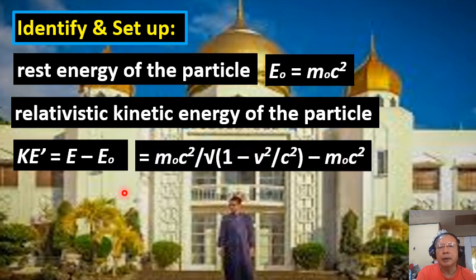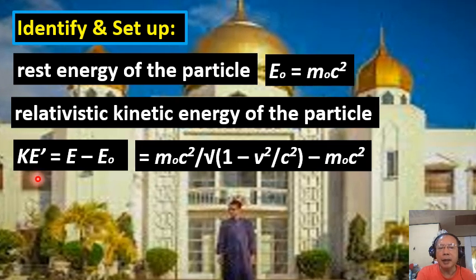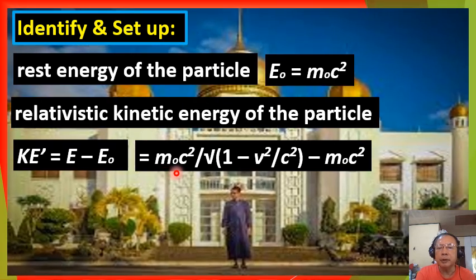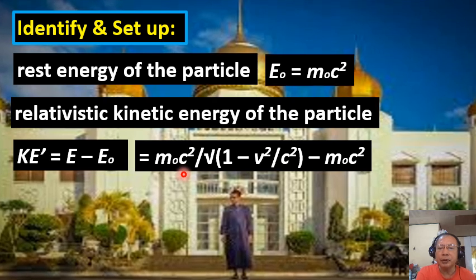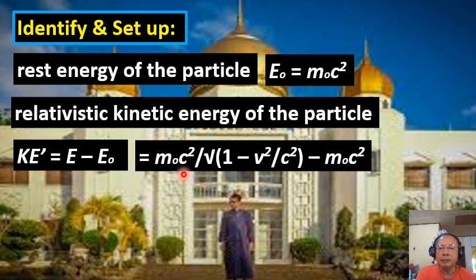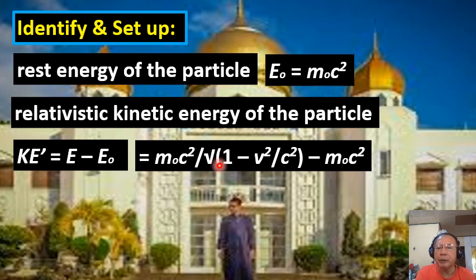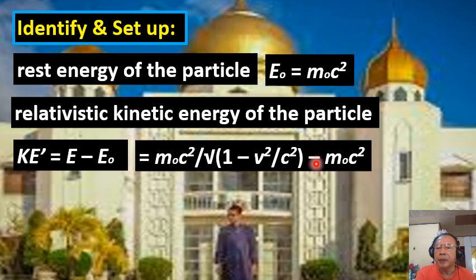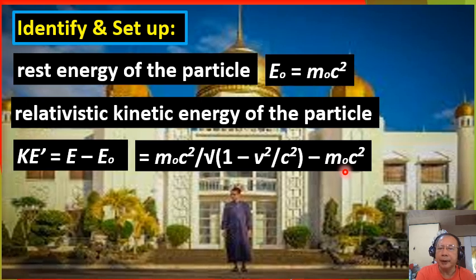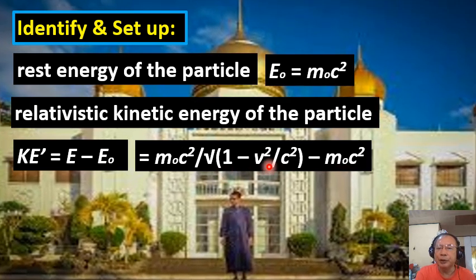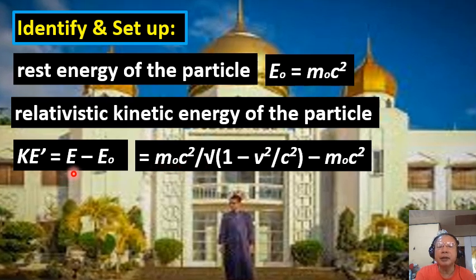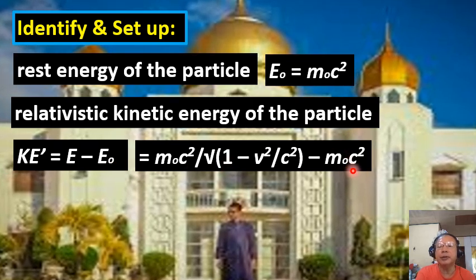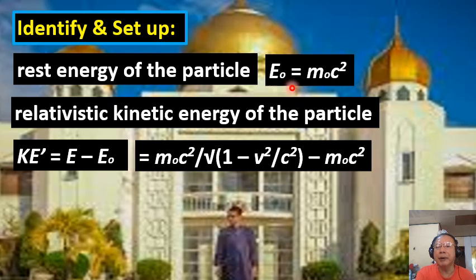Or the relativistic kinetic energy of the particle, K prime, is just equal to the product of m naught, or the rest mass of the particle, times the square of the speed of light, all over the square root of quantity 1 minus v squared over c squared, minus m naught c squared, right? So the first term in the equation represents the total relativistic energy, capital E. And m naught c squared, of course, is the amount of the rest energy, E naught.